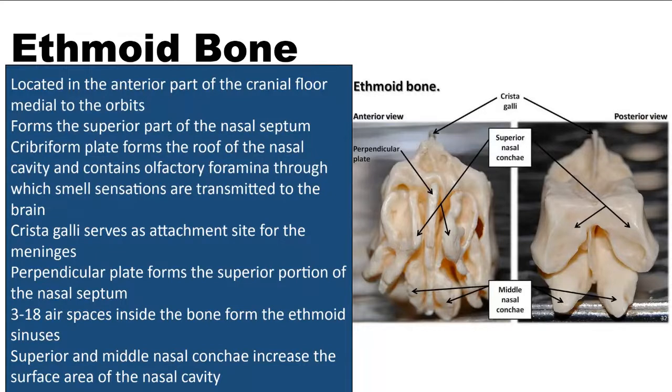The perpendicular plate forms the superior portion of the nasal septum. It is perpendicular to the roof of the mouth, or hard palate. The ethmoid sinus or ethmoid cells are air spaces inside of the bone. The superior and medial nasal concha increase the surface area of the nasal cavity. It helps with speech resonation.